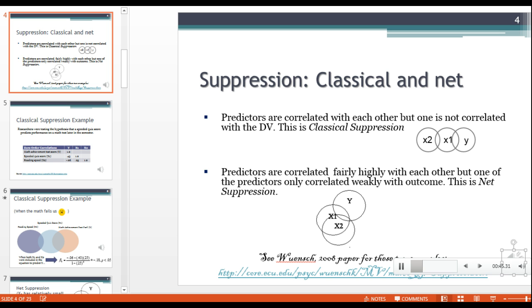So the first type, classical suppression, is when we have a situation that is depicted in the Venn diagram, the first one at the top. And so there's this chain shape where we have a DV at the far right, and then we have our x1 correlated with that, and then we have an x2 that's not correlated with the DV at all, but rather it shares all of its variance with the first predictor and none with the DV. And also note that the shared variance between x1 and x2 is not shared with the DV.